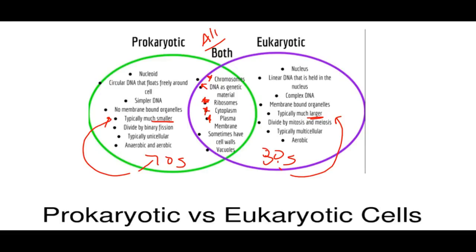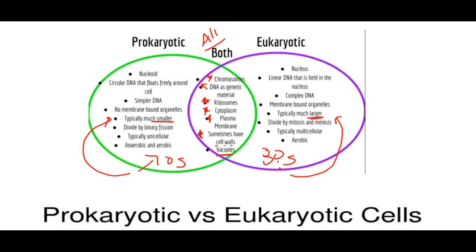Sometimes both cells will contain cell walls. Remember, all prokaryotes have a cell wall. All plant cells have a cell wall, which would be within this eukaryote region, but animal cells do not contain a cell wall. So you can't say all cells have a cell wall, but sometimes both of them will have cell walls. And then vacuoles. All cells have vacuoles. However, again, there's a difference between plant and animal cells when it comes to the vacuole. The vacuole is much larger on a plant cell, much smaller on an animal cell.